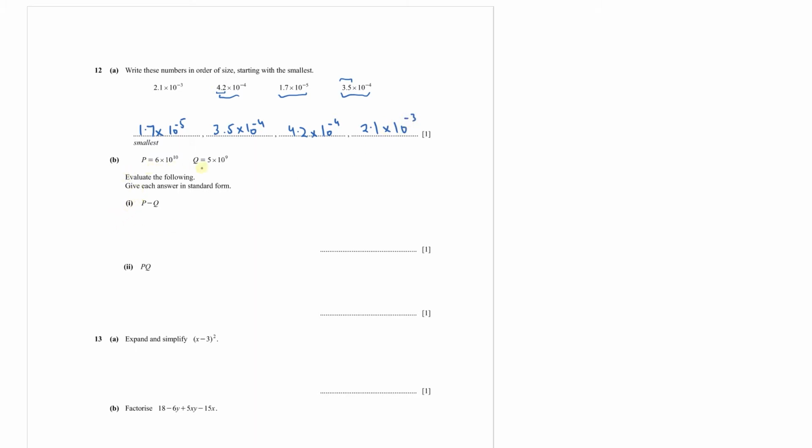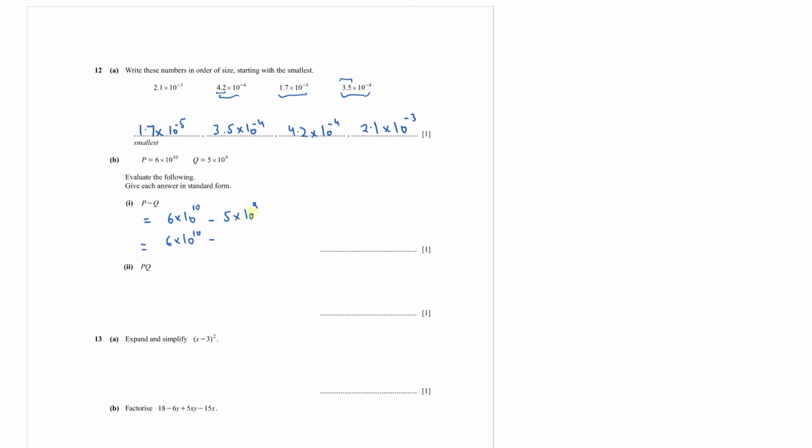Part B is you're given P and Q. Evaluate the following, giving each answer in standard form. So P minus Q would be equal to 6 into 10 power 10 and then minus 5 into 10 power 9. So to subtract these numbers, I have to make sure that the powers of 10 are same so that I can take those as common. So let's convert this 9 into 10 power 10. So this will be 6 into 10 power 10 minus.